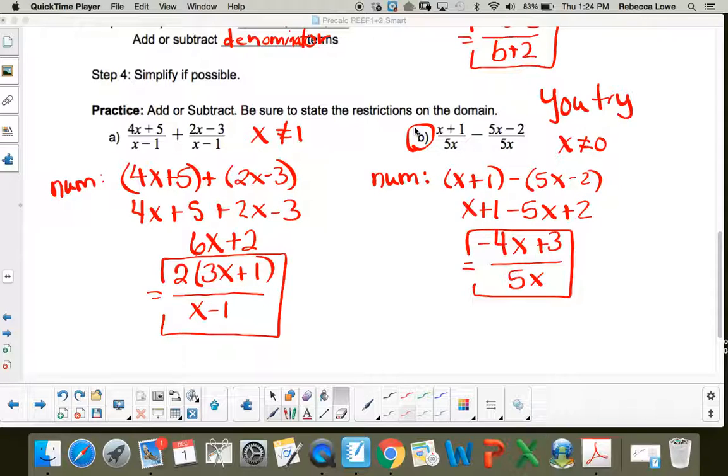So here's our solution to B, which you're supposed to do on your own. Remember, this lesson learning format will not work if you just start the video and copy the work down. The goal is for you to actually try it, so then when you have to do it on your own, you know how to do it. So you can see the final answer is negative 4x plus 3 over 5x, and don't forget to write your restriction, which is shown there.